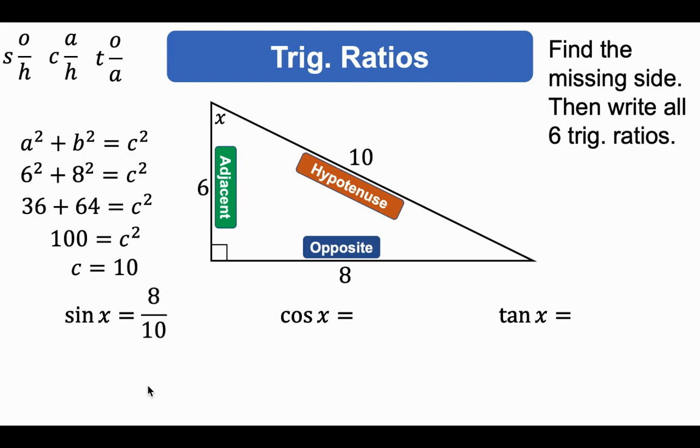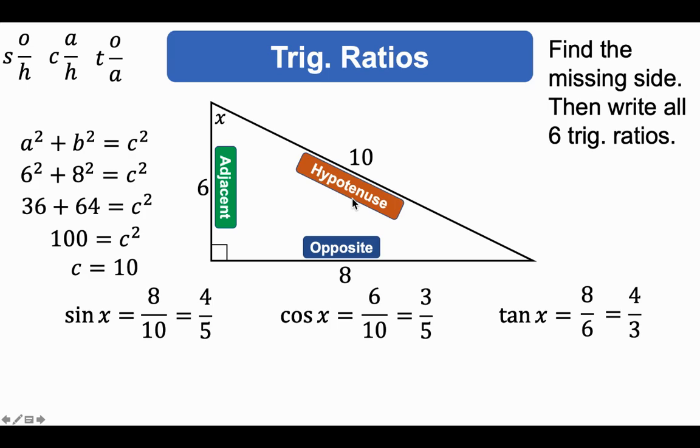Sine x is, if we look up here, opposite over hypotenuse. So opposite is 8, hypotenuse is 10, so 8 over 10. Go ahead and simplify that. You get 4/5. Next up is cosine. That's adjacent over hypotenuse. So it's 6/10, and that simplifies down to 3/5. And tangent is opposite over adjacent. So that's going to be 8/6, which is 4/3.